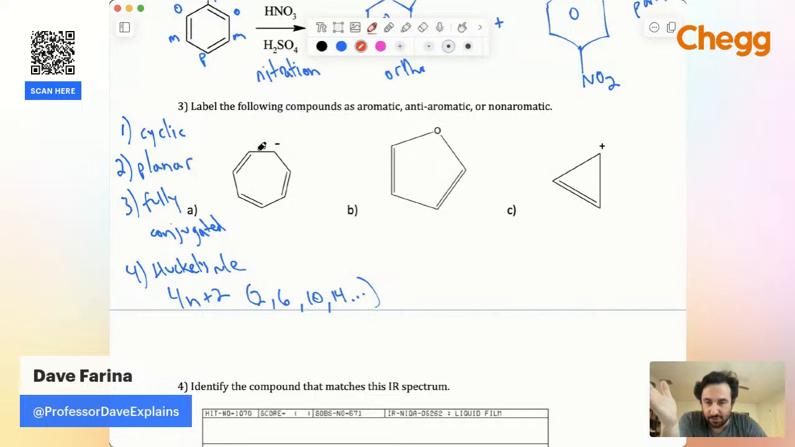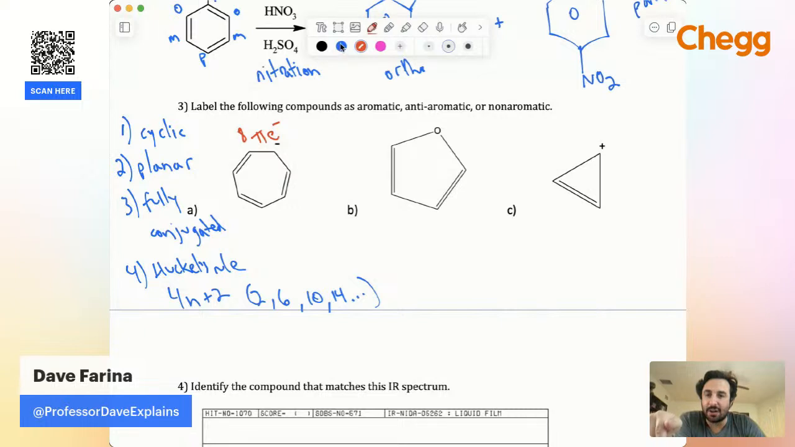It goes all the way around by resonance. But does it obey Huckel's rule? So how many pi electrons do we have? We have 2, 4, 6, 8. We have 8 pi electrons. Let's put it up here. 8 pi electrons. So that doesn't satisfy Huckel's rule.